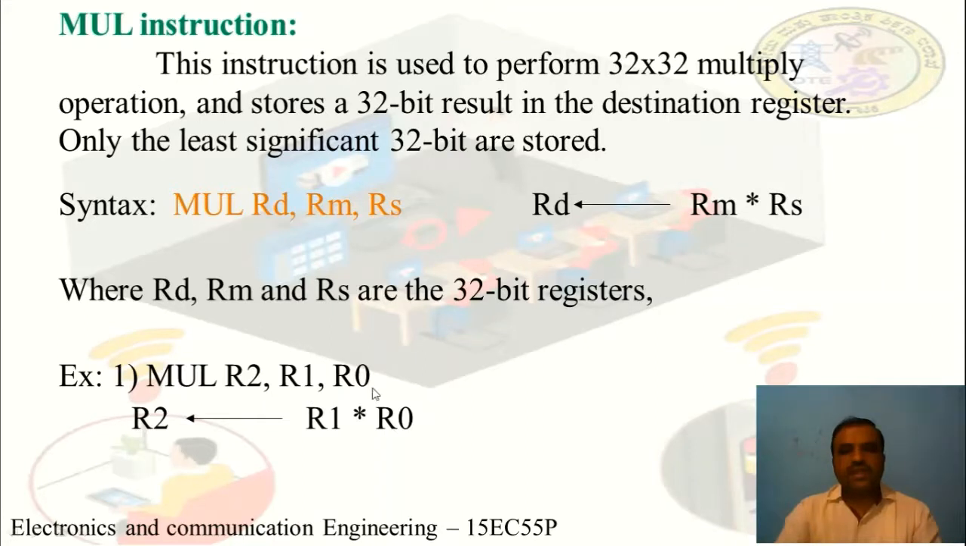When the processor executes this instruction, the content of R1 is multiplied with the content of R0 and the least 32 bits are stored in R2.